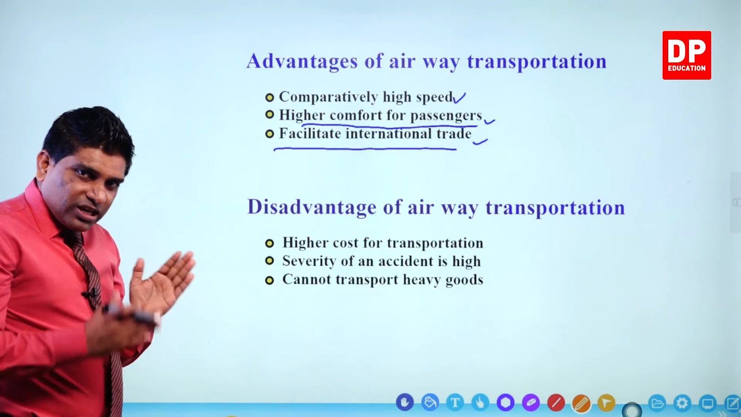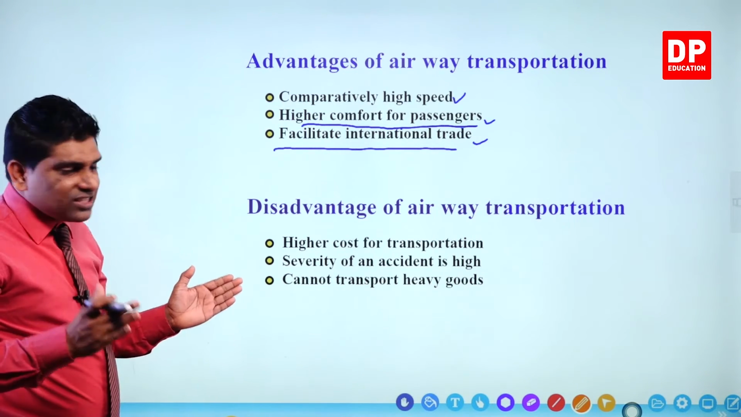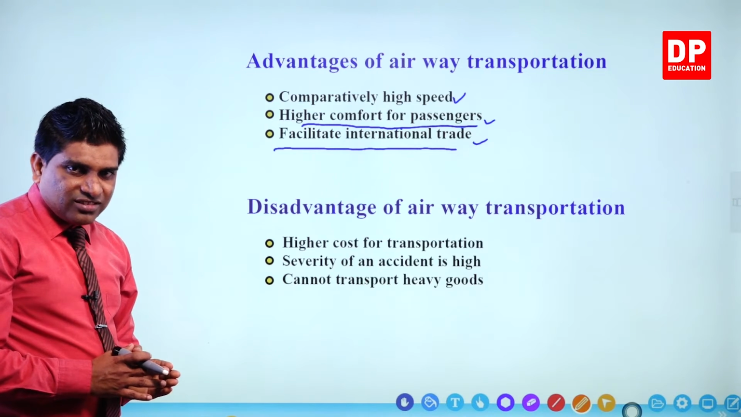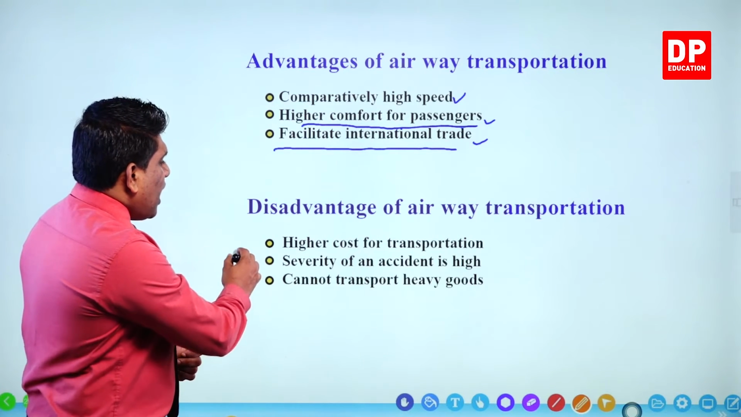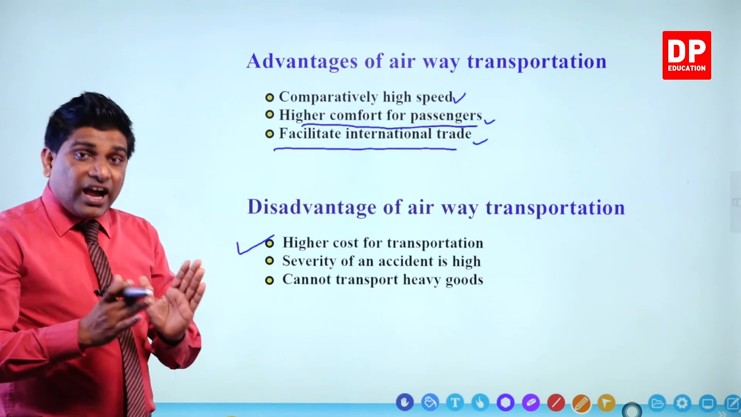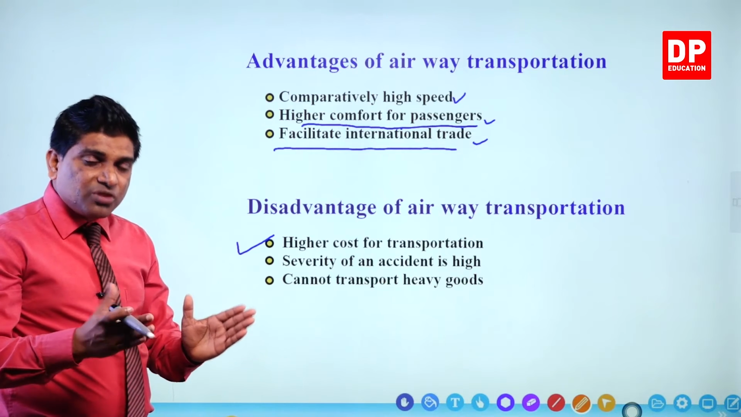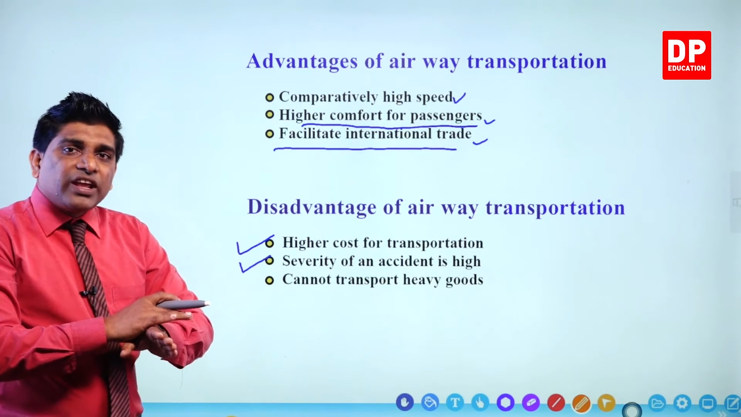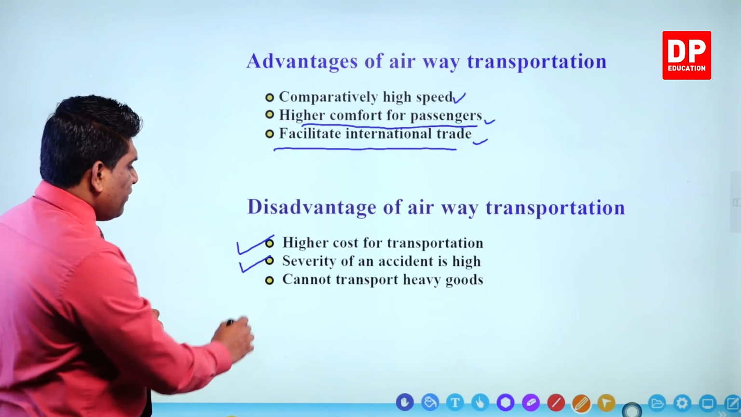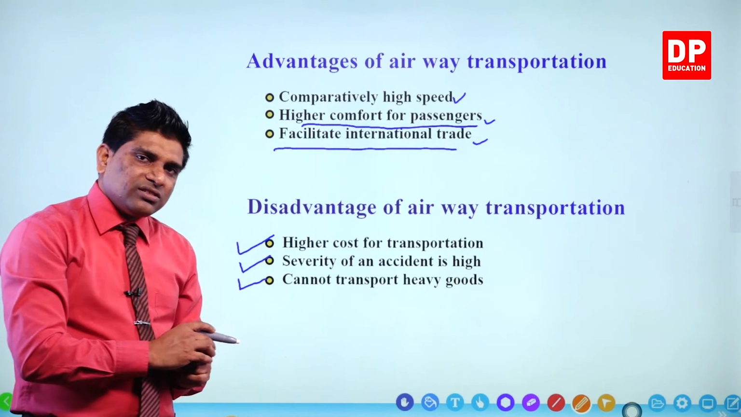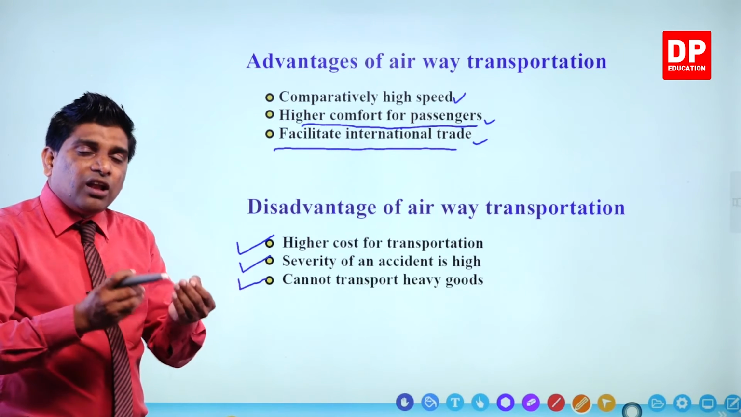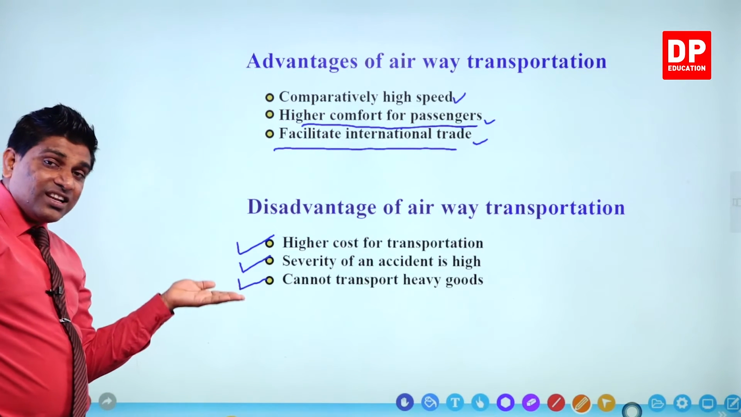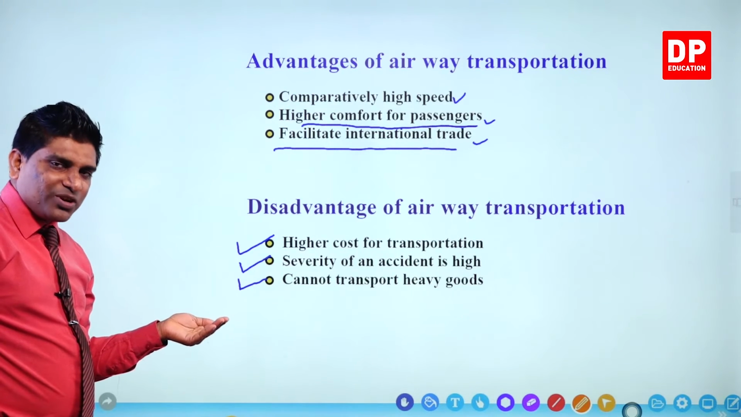Comparatively high speed, short time you can take here to travel long distance. Higher comfort of passengers, more facilities are there. Facilitate international trade. Now these are the disadvantages. Higher cost of transportation. The price is high when you compare with other transportation methods, right? Severity and accident is high. Accident is very high. Damage is very high, right? The other one, cannot transport heavy goods. It's difficult to transport heavy load of goods in air transportation. These are the advantages, these are the disadvantages of airway transportation.